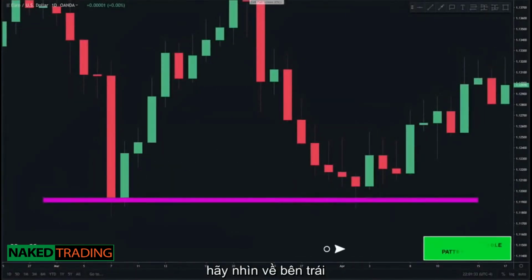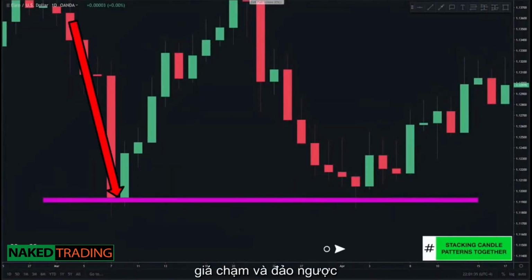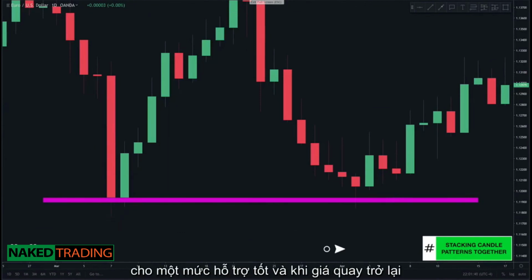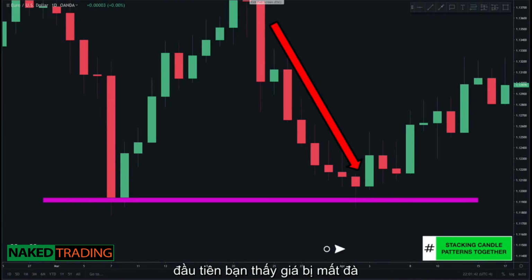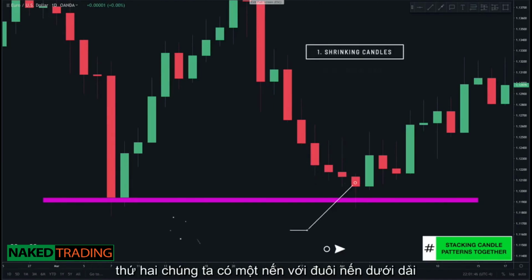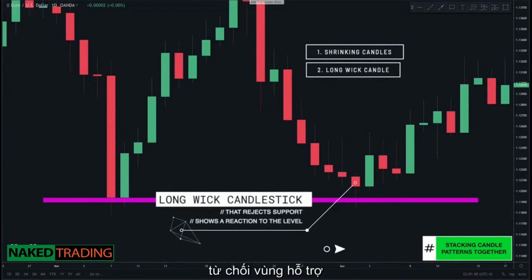So here's the euro dollar. You look left and notice price came down, hit and reversed, giving you a level of support. As price came back down, you first had momentum loss through shrinking candles. Second, we had a long wick candle rejection of support.